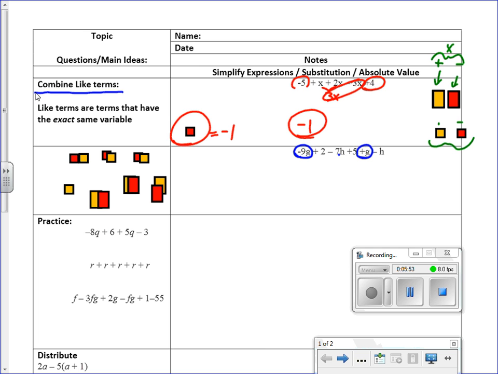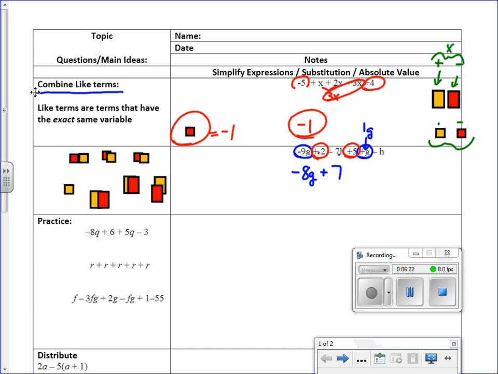-9 and +1, it's understood that that's a 1g. So -9 plus 1 gives me -8g. Then I'm going to look at my next one, and I have +2 and +5. 2 plus 5 is just plain and simply +7.